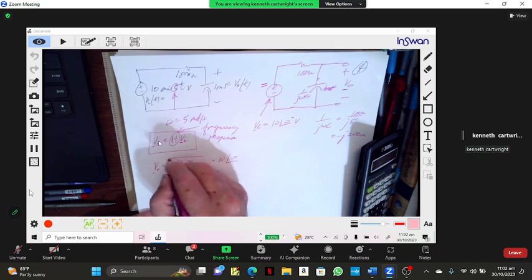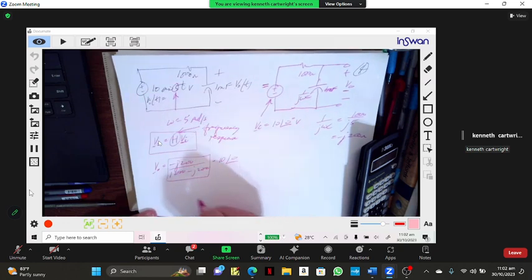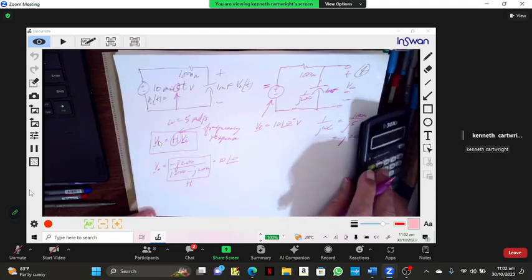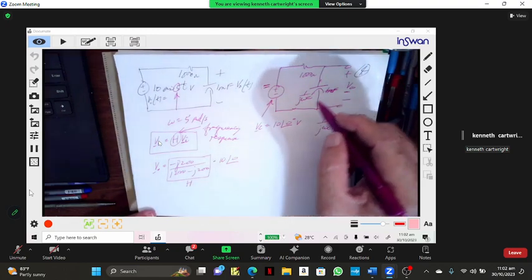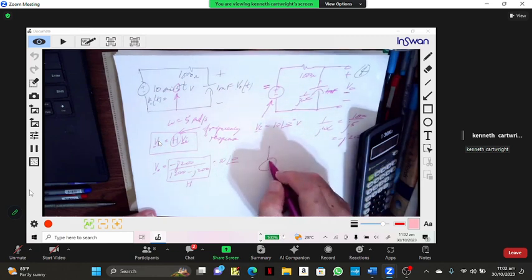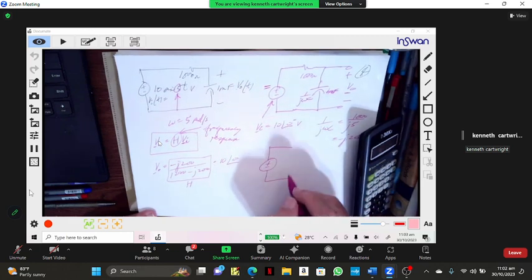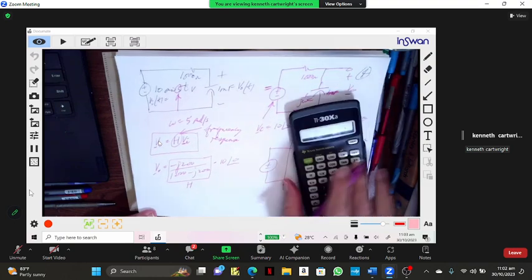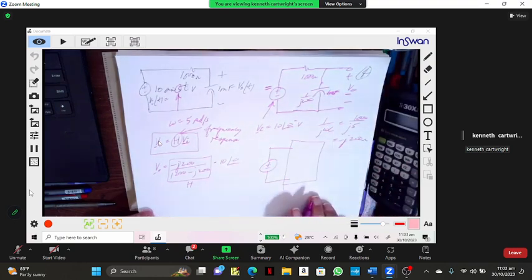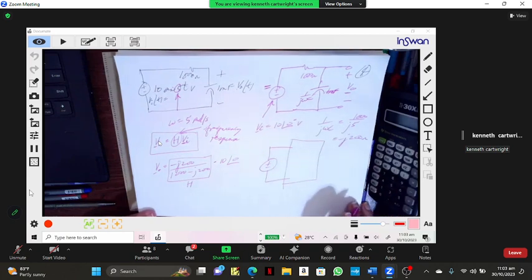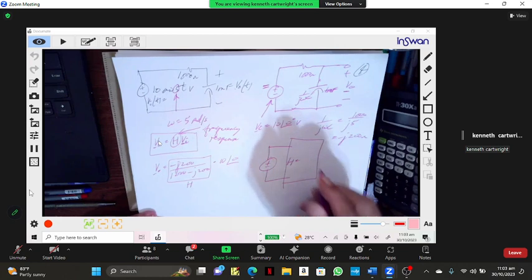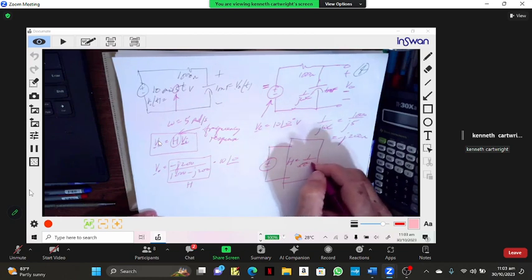So in fact, this must be H. That's the other approach we could have taken. We could recognize this as a low-pass filter. That's a first-order low-pass filter. I don't know how many times we did that. With a first-order low-pass filter, the transfer function is 1 over s tau plus 1.